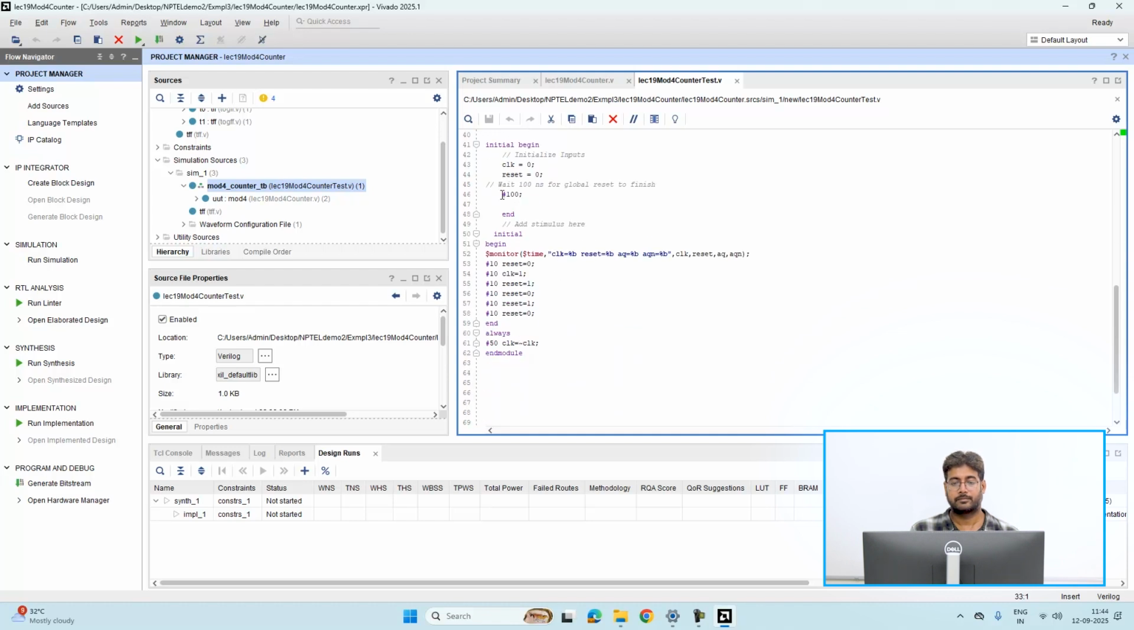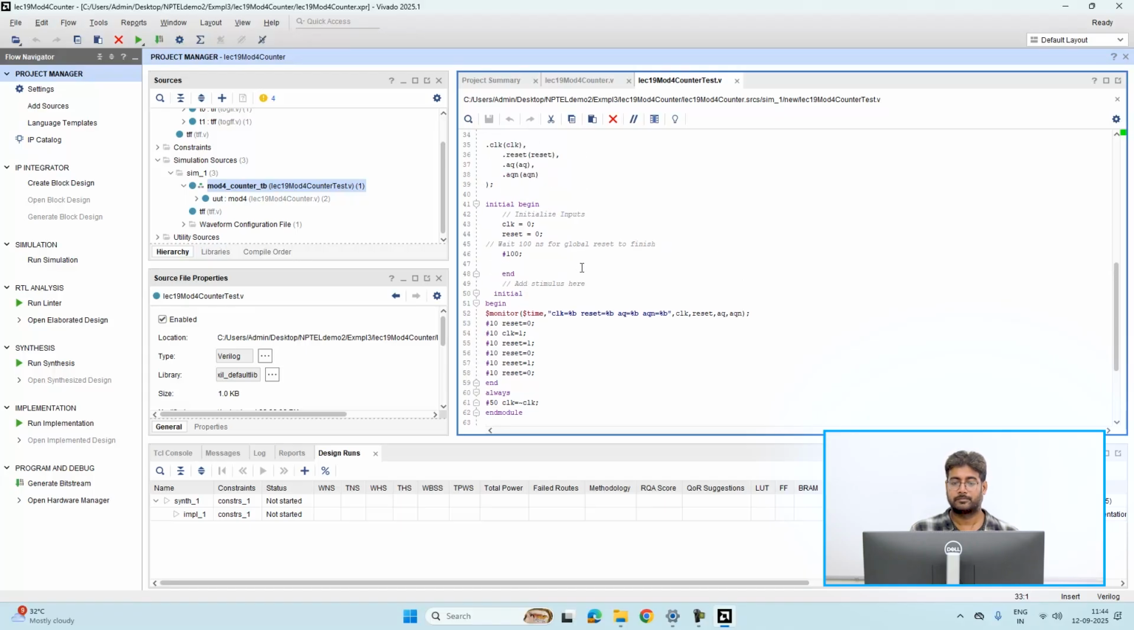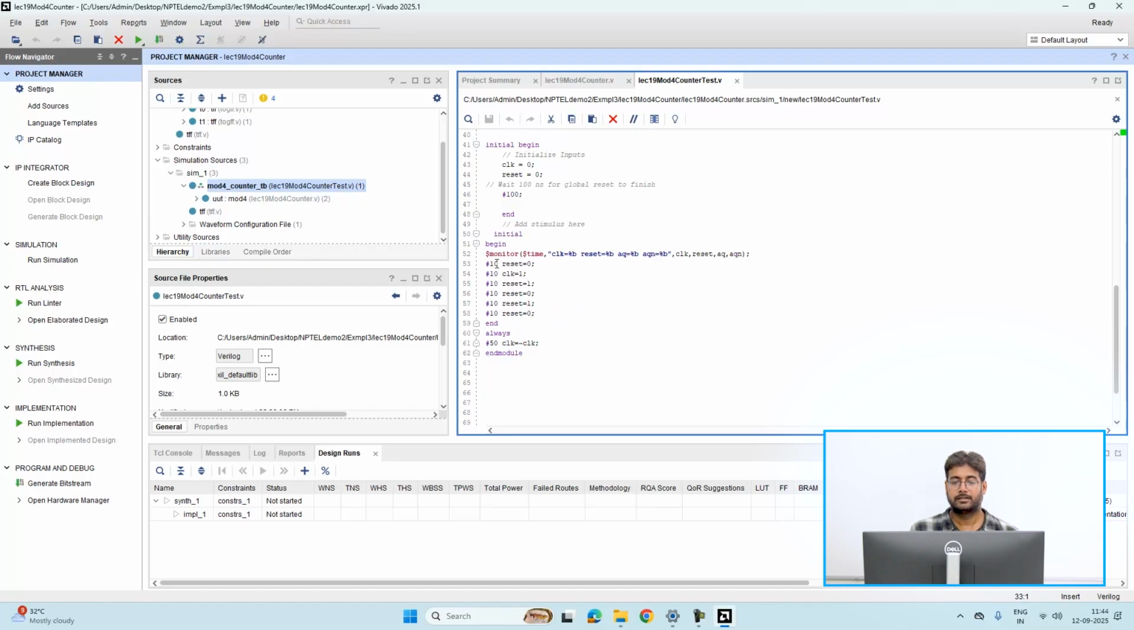We will give a time of 100 nanosecond for global reset to finish. Then we will put a stimulus here. Initial means we will put an initial block again, because we want to start the stimulus from simulation time 0, as well as this monitoring has to be done from simulation time 0. All the variables are listed out here along with time, clock, reset, AQ, AQN that we want to monitor.